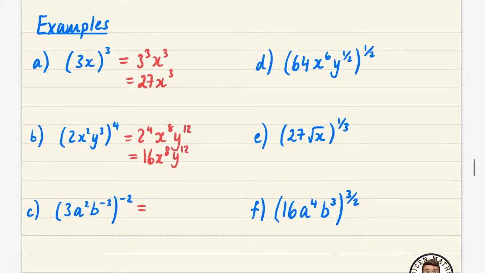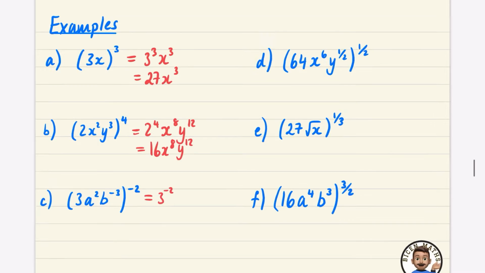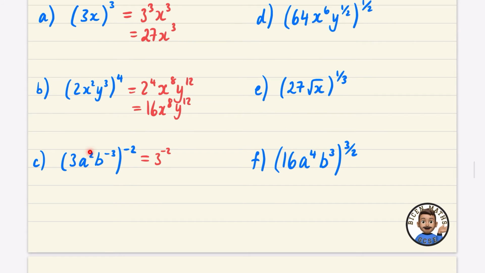Now we do this to the power of minus 2, so that's 3 to the power of minus 2. And then we're going to have the a squared to the power of minus 2, multiply the powers, that's a to the power of minus 4. And then we have here the b to the power of minus 3 to the power of minus 2, that is b to the power of positive 6.